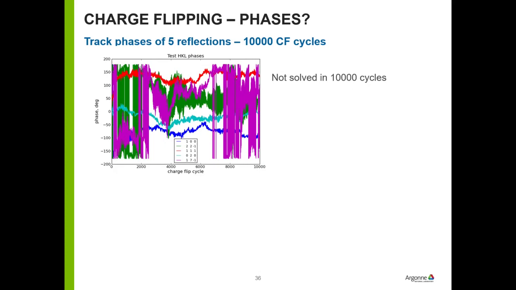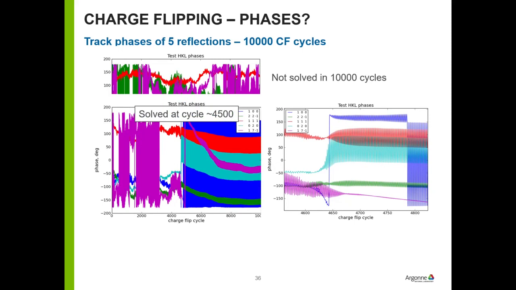Here's a case in which it didn't solve in 10,000 cycles, and I'm looking at five different phases, and they just wander all over creation. Here's one in which it solved right there. There's a dramatic change in the behavior of the phases, both before the solution and after the solution. And here's an expanded view of the point of solution right about there.